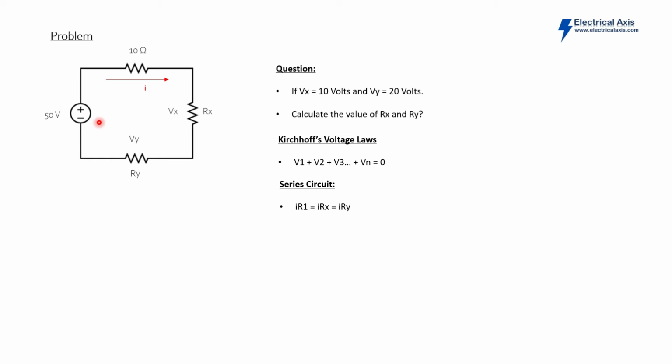And now, we will assume a direction of flow of the current I to be clockwise. If we get a negative value of current later on, it means that the actual flow of current is the opposite, which is counterclockwise.